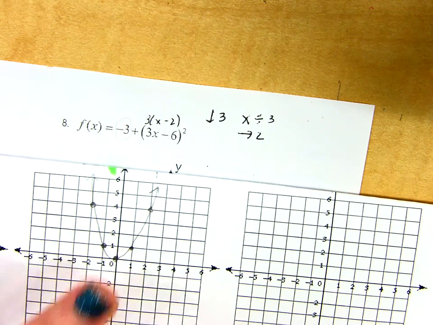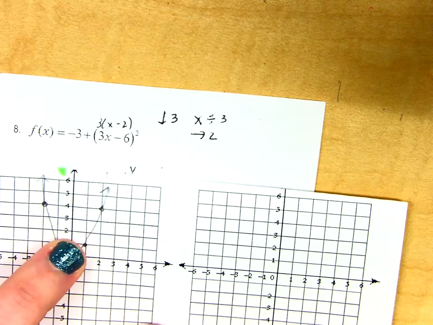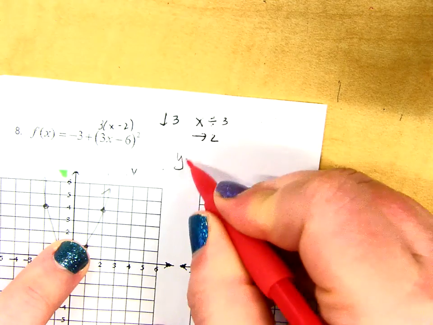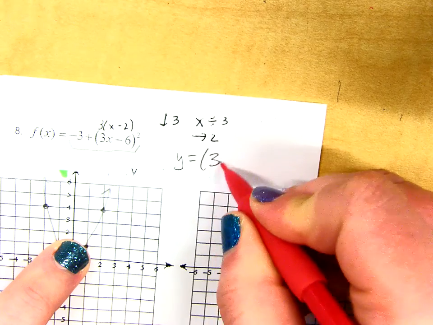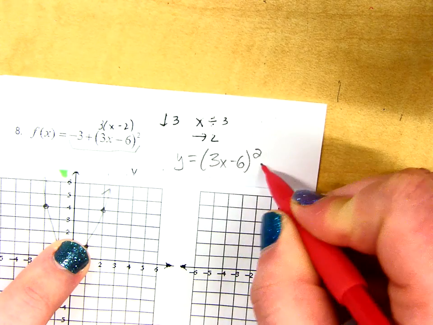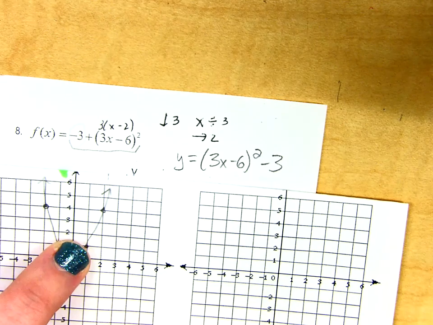Well, couldn't I do this? Watch this. Couldn't I, this original function, couldn't I just write it this way? Put the -3 on the end?